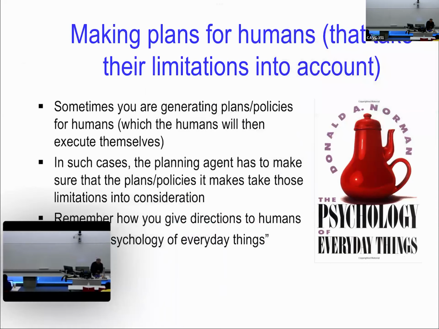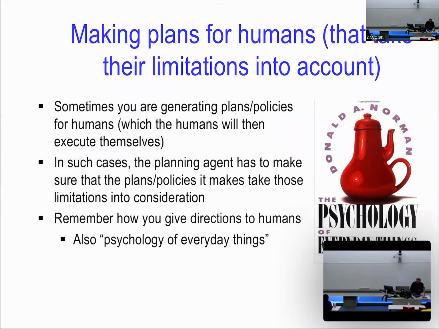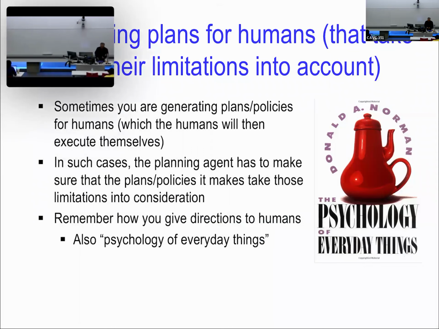And then I want to move to something different. So this is the second part, which is making plans for humans that take their limitations into account. One interesting question is this: that's a nice way to drink, right? It looks like a jug. There is a handle, there is a spout. Why don't you see these kinds of jugs in the world?